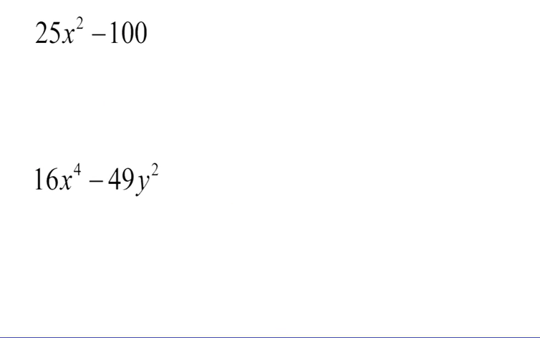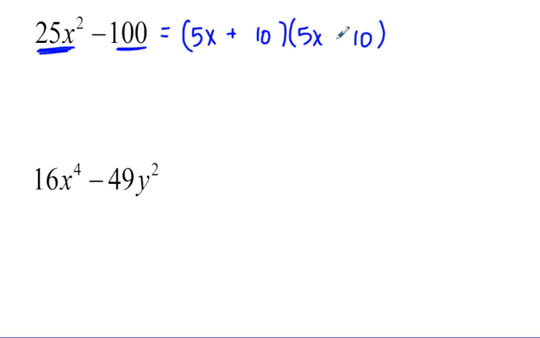25x squared minus 100. We're going to write this as the product of two binomials. First, we'll take the square root of my first term, which gives me 5x, followed by the square root of my second term, which gives me 10, and we'll place a plus and a minus sign in between. So my solution is 5x plus 10 times 5x minus 10.